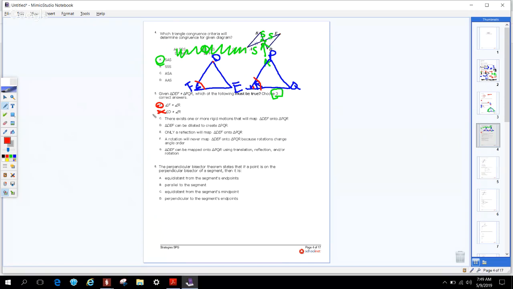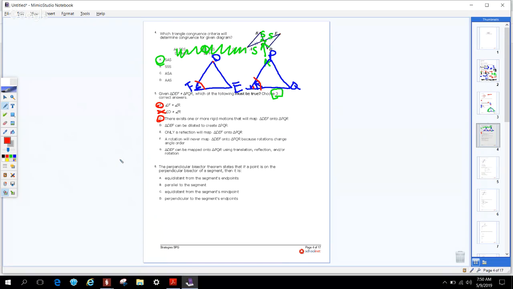There exists one or more rigid motions that will map DEF onto PQR. What do we think about that? Yeah, it could be. The reason it says there exists at least one is because it's congruent, so any single rigid motion can make that happen. Any reflection, any rotation, any translation can make those map onto each other.